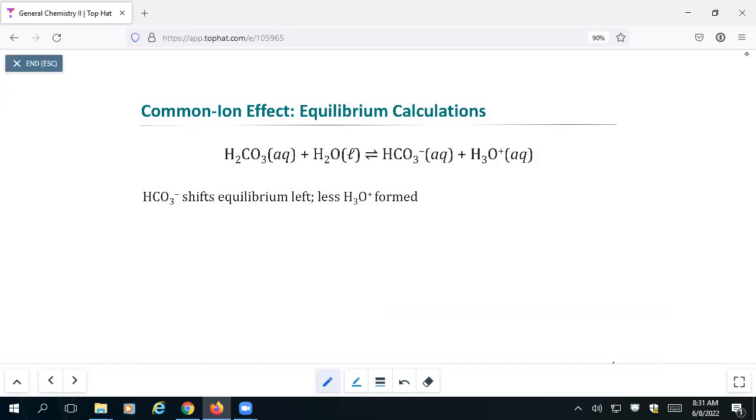So, like we said, as we would expect, if we increase that concentration of the bicarbonate ion, it's going to shift everything left. And so the hydronium concentration will decrease, which would mean that the pH should increase or become more basic.